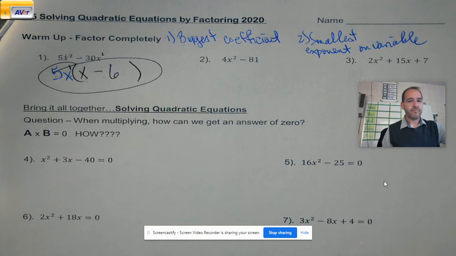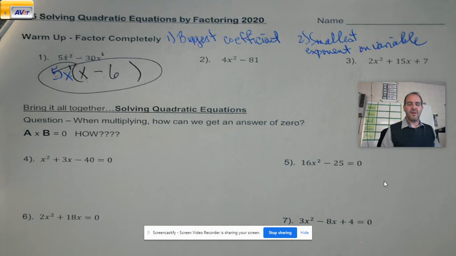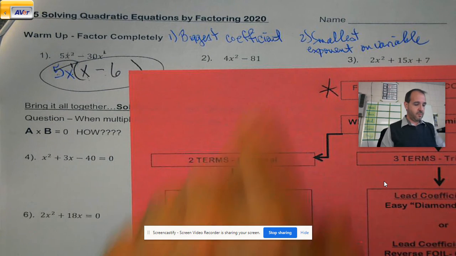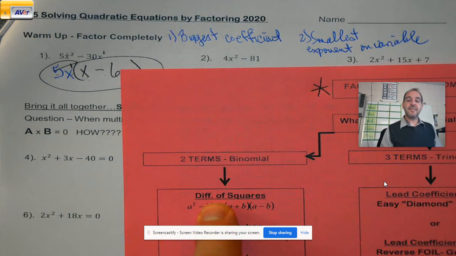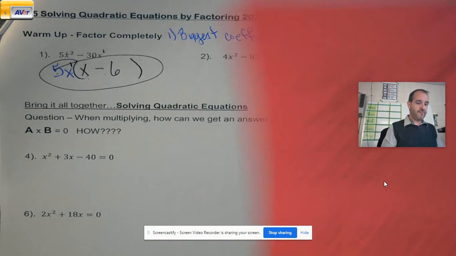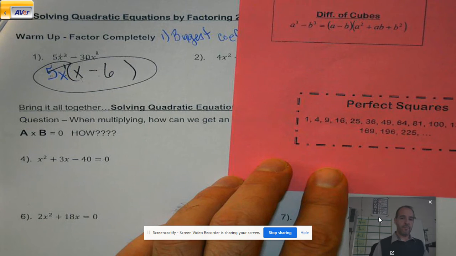Okay. So we get to the second one. You're like, okay, yeah, Hardy, I see 4 and 81. And you try some stuff. You're like, yeah, nothing's going into those. So then the next step. It's 2 terms. Is it a difference of squares? Well, let's see. If I need a little hint, oh no, my face is in the way. Okay, there we go.